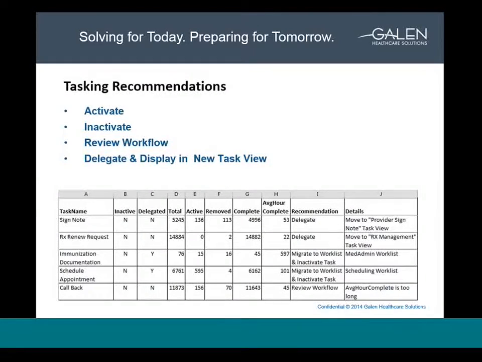because it could actually show up on the user's work list, and it may be easier for them to complete from there. Sometimes we may need to review the workloads that were originally trained. And lastly, we may suggest to delegate a certain task type, depending on who in the office should actually be completing those.